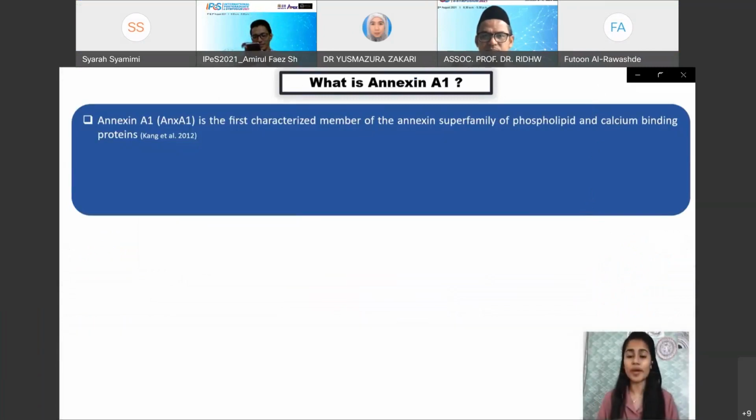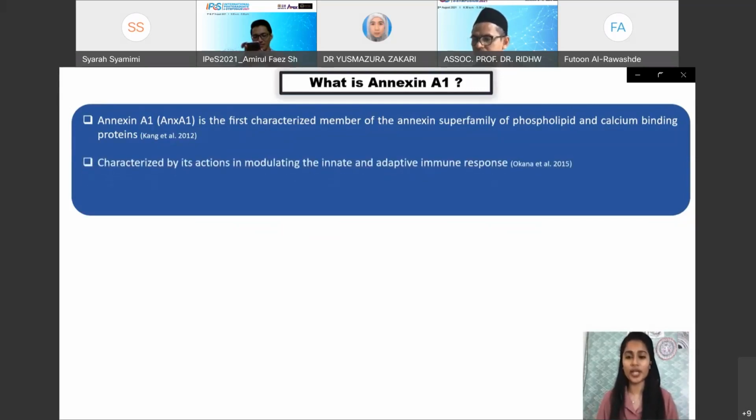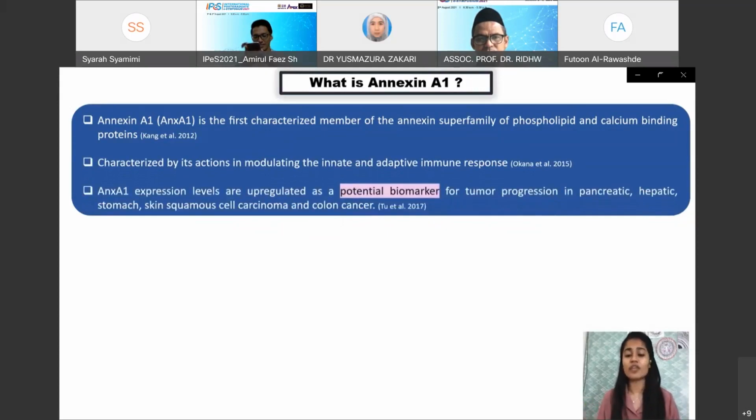The discovery of biomarkers in cancer drastically changed the course of cancer treatment. One such potential biomarker that we will explore is annexin A1, a well-known immunomodulatory protein where it modulates innate and adaptive immune responses. In recent years, there has been an exponential interest in the role of annexin A1 in cancer due to the increasing number of studies investigating the effect of this endogenous protein in different types of cancer. Indeed, increased level of annexin A1 expression has been reported in pancreatic, hepatic, stomach, skin squamous cell carcinoma, as well as colon cancer.